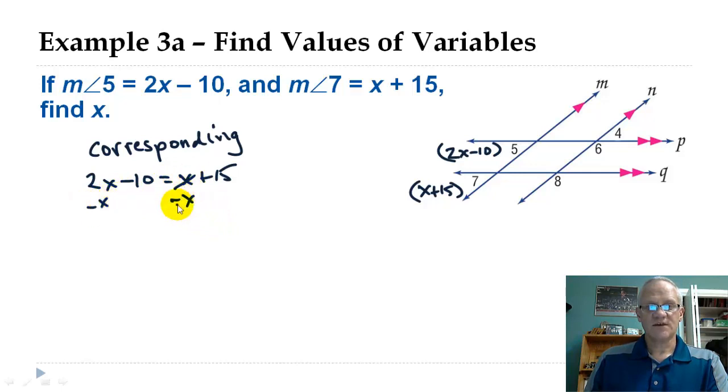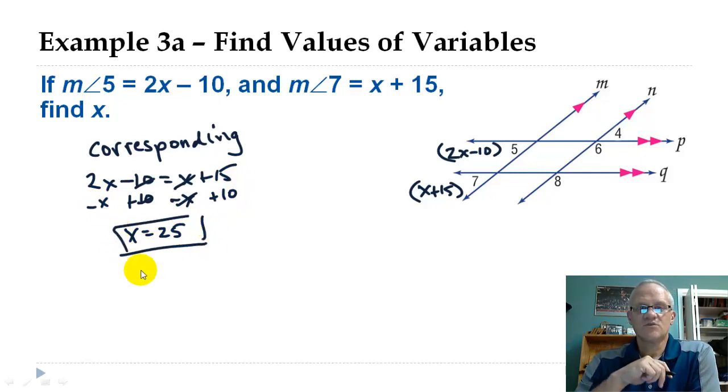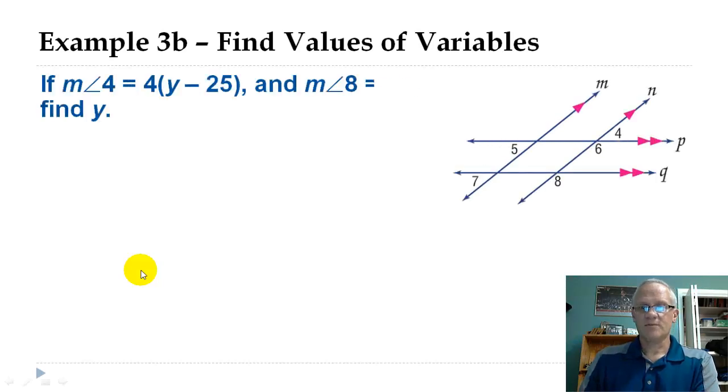So we're going to do minus x and then plus 10. So 2x minus x is 1x, and 15 plus 10 is 25. Yay. So we got that x is 25 because we knew that the corresponding angles are congruent to each other. Okay? All right, how about this one?